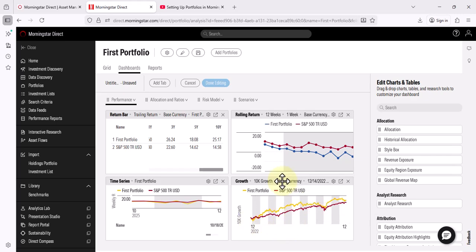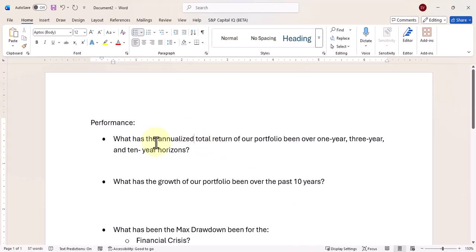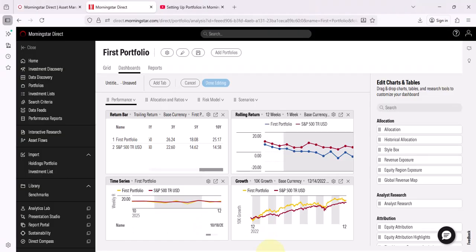We're going to play with a couple of these, and then I'm going to show you how to pull in other charts and tables into your dashboard, and then how we can output these in both PDF form and Excel form. So let's go back to our questions here. What is the annualized total return of our portfolio been over the 1 year, 3 year, and 10 year horizons? We switch back here. So we get the answer to that in our return bar here.